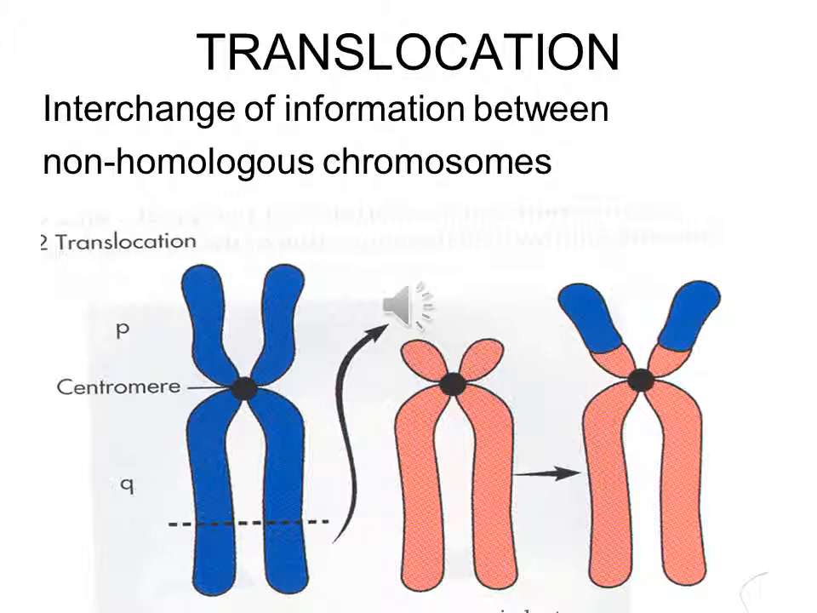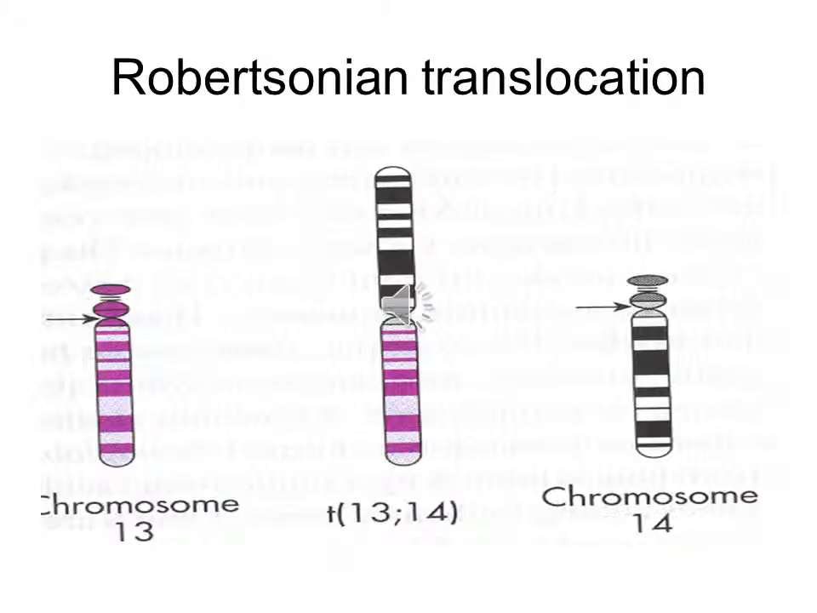If this break happens near the centromere and the long arms fuse together, we can get Robertsonian translocation, which we're going to see in the next slide. The most important type of translocation from a clinical standpoint is the Robertsonian translocation. In this translocation, the long arms of 2 non-homologous chromosomes fuse at the centromere, forming a single chromosome. Robertsonian translocation is found only in chromosomes 13, 14, 15, 21, and 22 because the short arms of these chromosomes are very small and they contain no essential genetic material.